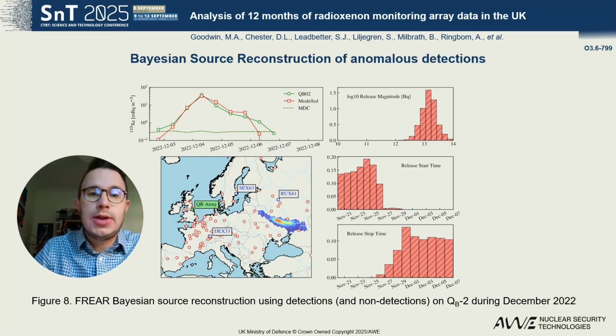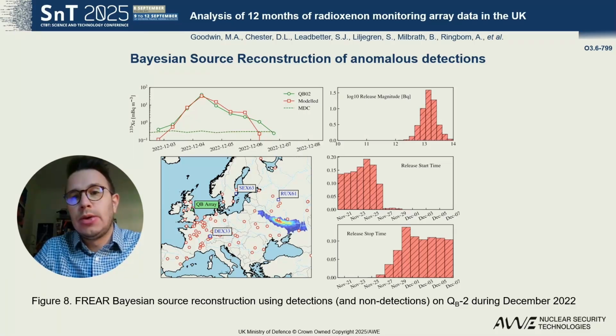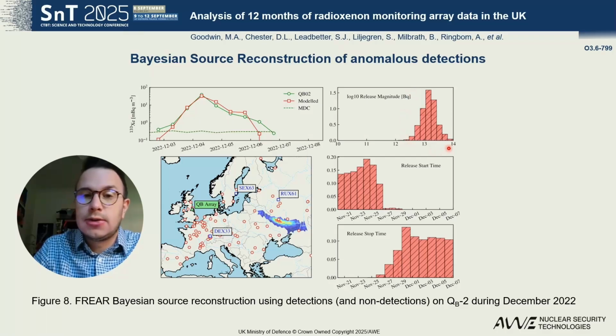Here we used the measurement data and also atmospheric transport simulations from those collections to determine possible release parameters using a Bayesian tool known as FREAR. And you can see that the release magnitude must have been fairly significant, around e to the 13 becquerels of xenon-133. And it's fairly well contained, the release start time and the release stop time, and come up with a likely source. We believe this was a release from a power reactor in this region.